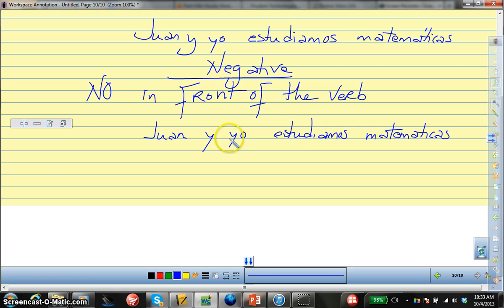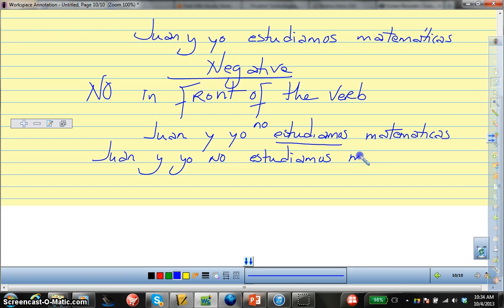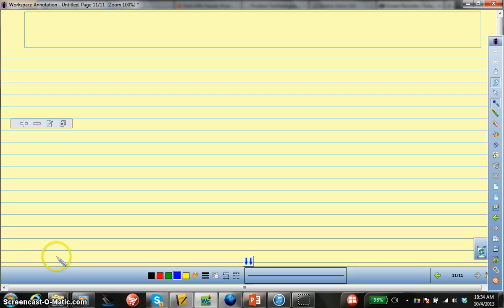If I wanted to put this sentence in negative, this is your verb, right? So you will put no in front of your verb. So it will be Juan y yo no estudiamos matemáticas. Okay?